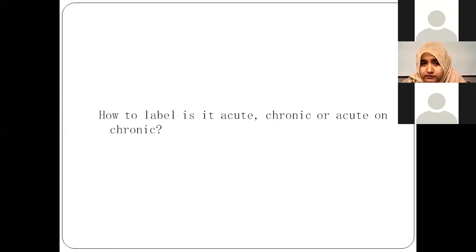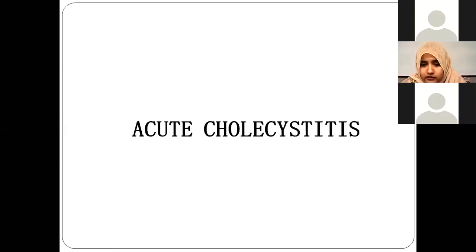So how to label it? Is it acute, chronic, or acute and chronic? When you know the morphology and the clinical signs and symptoms, then you can label it as acute cholecystitis, chronic cholecystitis, or acute and chronic cholecystitis. One more thing, for acute cholecystitis, you will look for the signs and symptoms with which a patient presents. And to confirm your diagnosis, you will go for radiological investigation, and along with radiological investigation, there are histological methods as well.